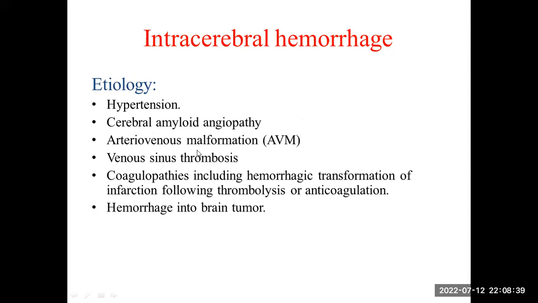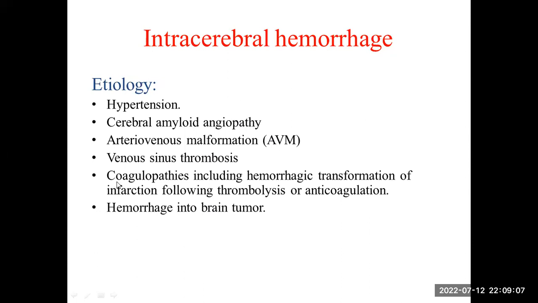Then you have venous sinus thrombosis, intracranial venous thrombosis. In intracranial venous thrombosis, what you will get is hemorrhagic infarctions. We know that ischemic stroke can be arterial, or less commonly venous. In venous stroke, the infarctions will be associated with hemorrhage. It's called hemorrhagic infarctions. And this hemorrhage associated with infarction can be considered as an intracerebral hemorrhage.